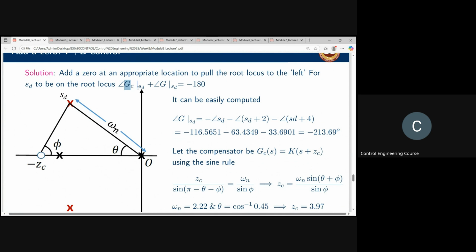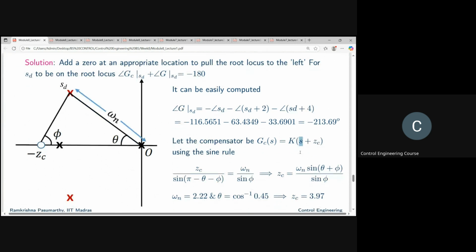When you substitute S equal to SD, you get SD plus ZC, correct? And this you already know because you know the open loop transfer function. And then here it is SD plus ZC. So the only thing unknown here is ZC, and based on the equation, you can find ZC. Got it? Because the compensator is K into S plus ZC, right? When you substitute S equal to SD, you get this. So based on that, you can find ZC.